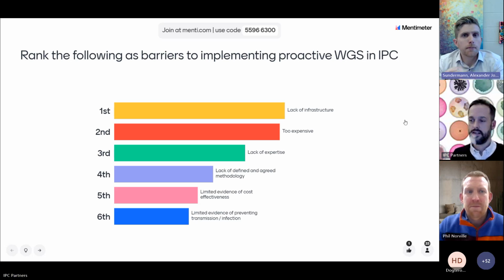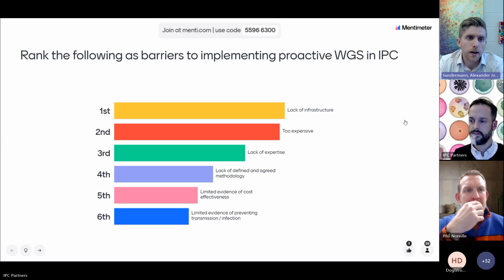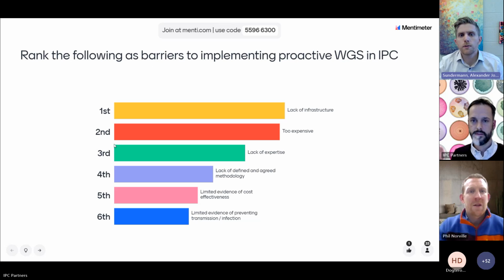And we talk about education. This is something I'm trying to work on with APIC here in the US, is that there is no training or even modules for IPs here about how to use sequencing or review it. And I think at the end, we're not asking IPs to run the bioinformatic analyses and look at a SNP matrix or anything like that.